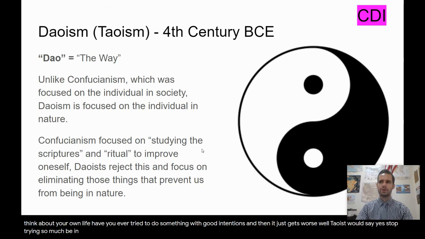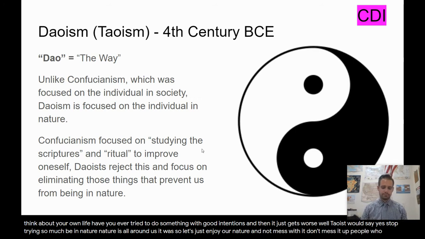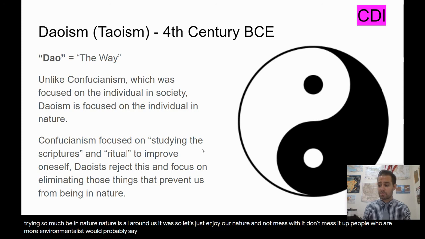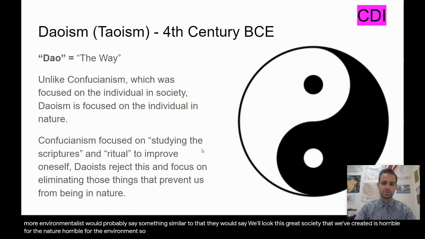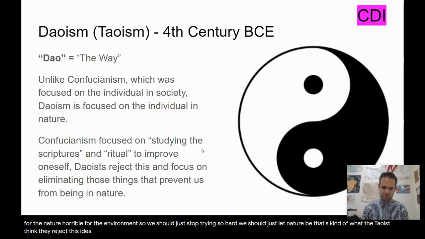Look, be in nature. Nature is all around us. It was created by something that's not us. So let's just enjoy our nature and not mess with it. Don't mess it up. People who are more environmentalists would probably say something similar to that. They would say, well, look, this great society that we've created is horrible for nature, horrible for the environment. So we should just stop trying so hard. We should just let nature be. That's kind of what the Taoists think. They reject this idea of studying really hard and trying to create a better society. Just live. Just enjoy the world around you.